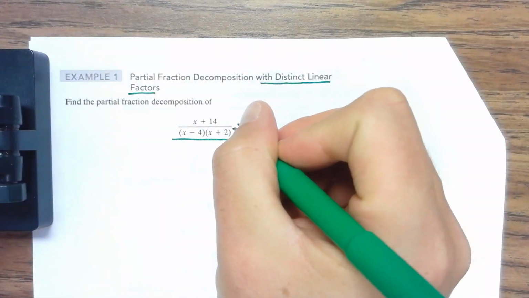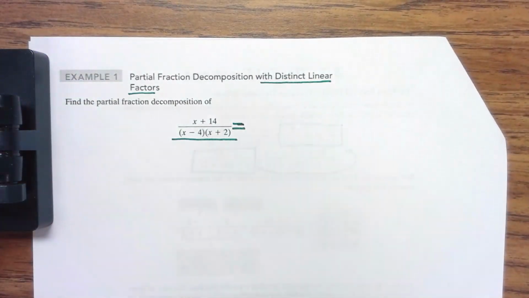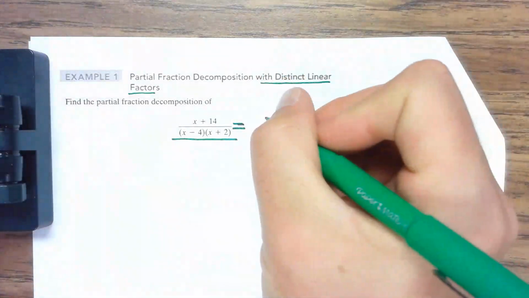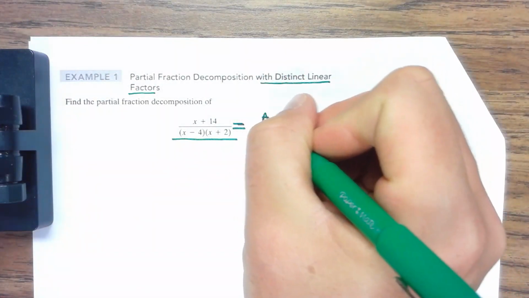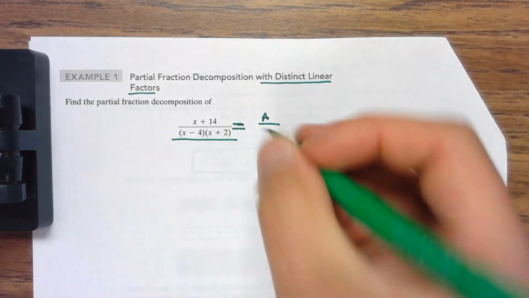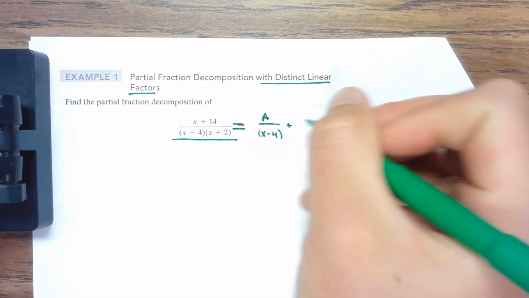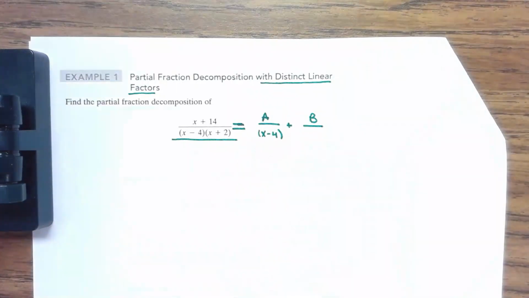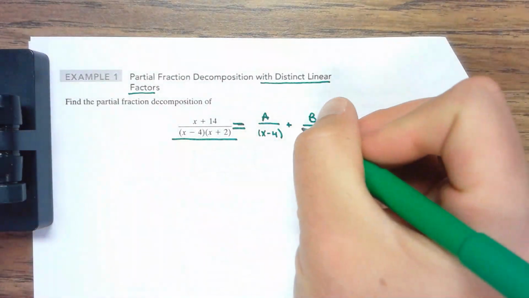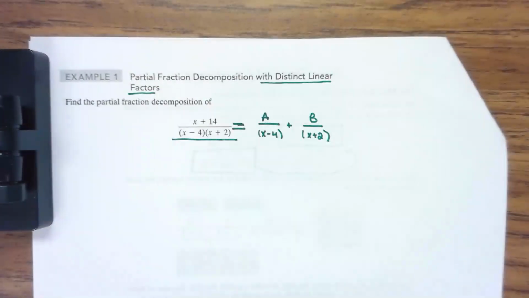When we decompose it, we're going to take each factor in the denominator and have a unique fraction for that factor. So the numerator is what we need to solve for. Our new numerator for now we're going to call A, and we're going to put it over one of the factors, x minus 4, and then plus, this time we'll put B as the next numerator over x plus 2. So we're just breaking up the fraction based on how many factors there are in the denominator. And now our task is to solve for A and B.